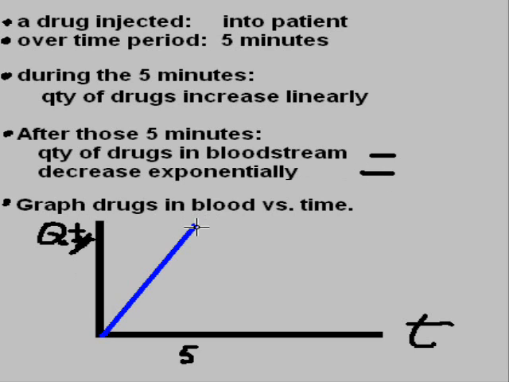So that will look like this. It's going to decrease. That's not decreasing exponentially, but this is. It drops down radically and then gradually lowers off its rate of decrease. So this would be the quantity of drugs in the bloodstream versus time.